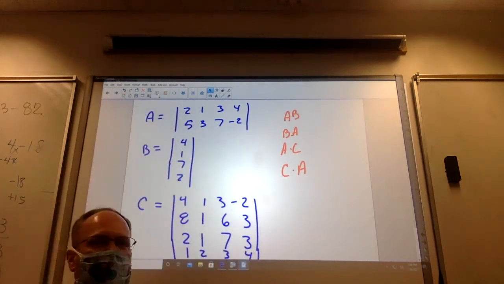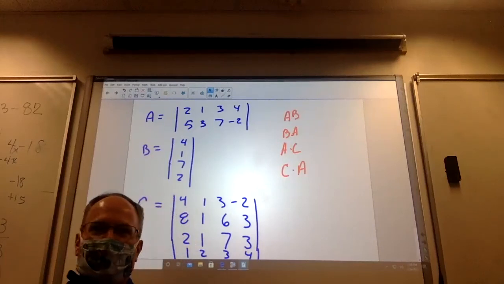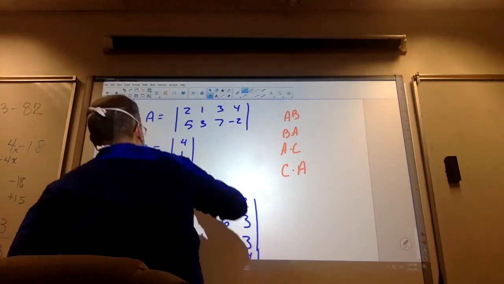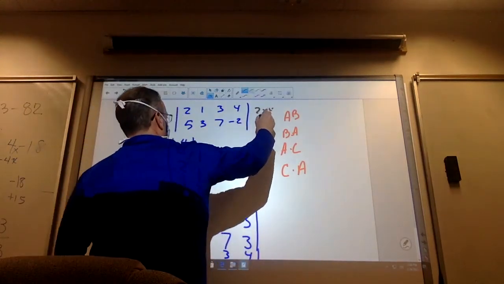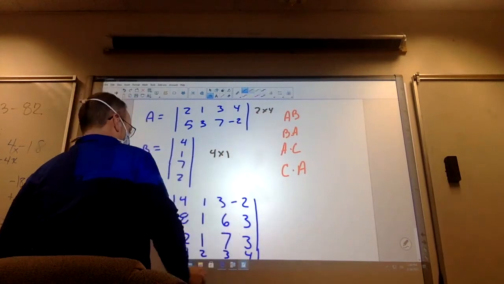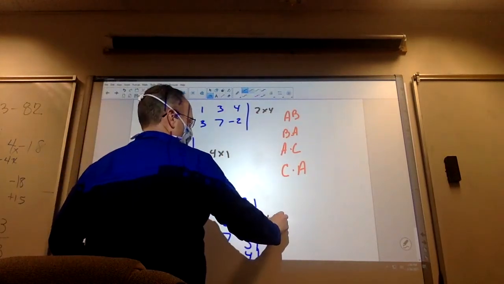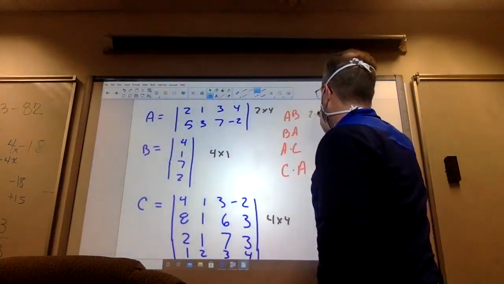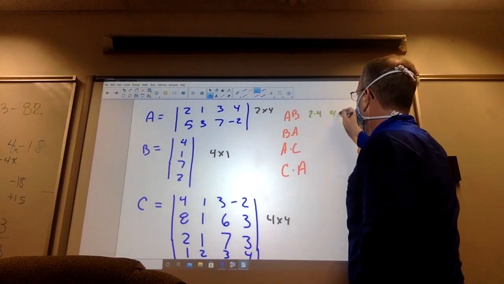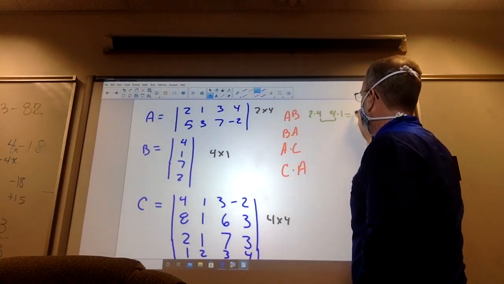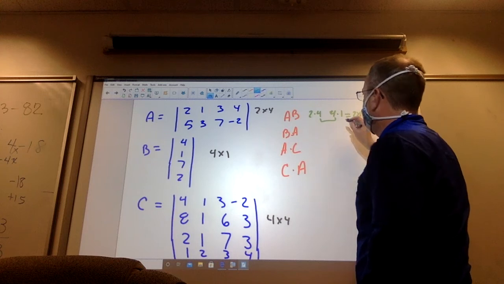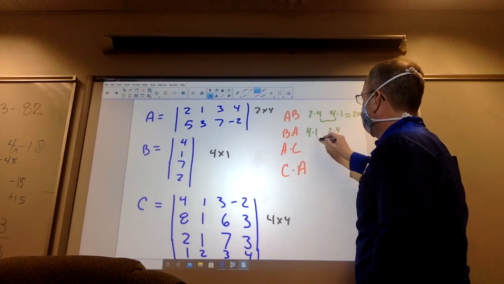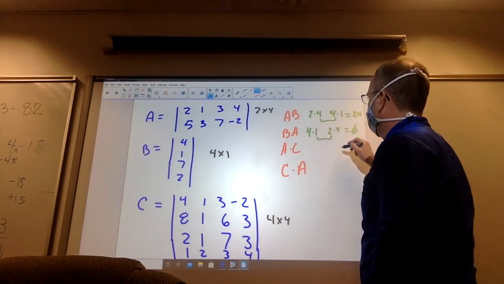How's it going? Is it working? So just to be sure, this is why certain ones won't work. This is a 2x4. This is a 4x1. And this is a 4x4. If I go A times B, I get a 2x4 and a 4x1. Those match, so your answer should have been 2x1. B times A would have been a 4x1 and a 2x4. The inside dimensions don't match, so it does not work.